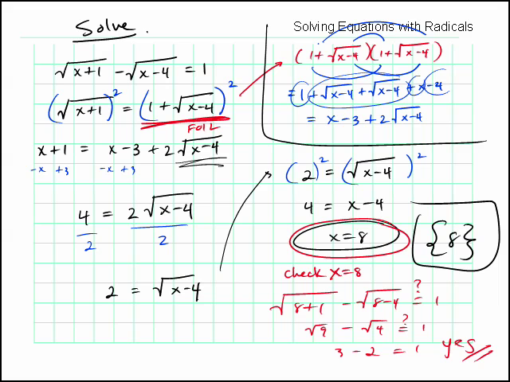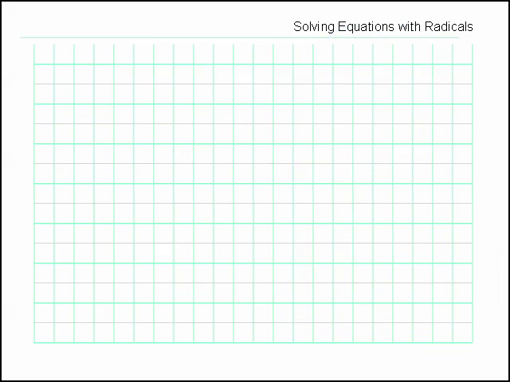All the equations that we've solved so far involve square roots, but you could have other roots such as cube roots and fourth roots as well. Let's do an example of those. Cube root of x plus 5 equals the cube root of 2x minus 6.